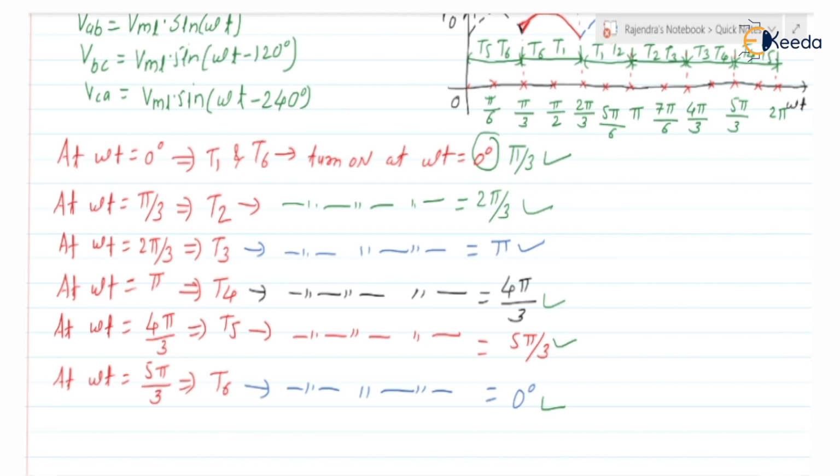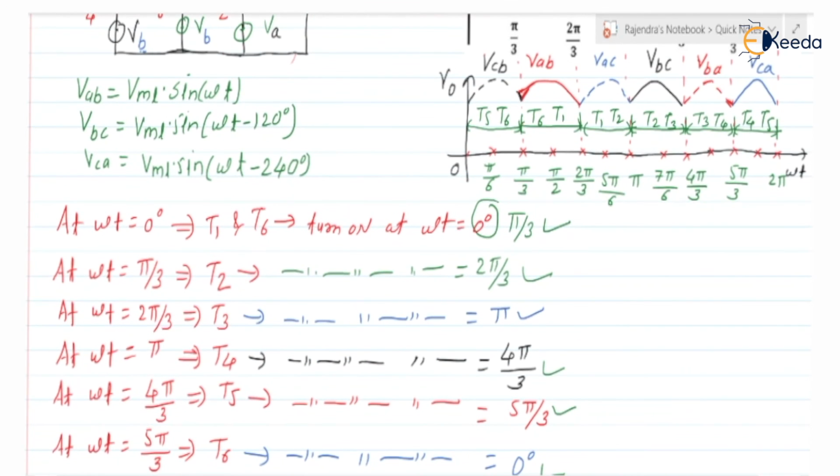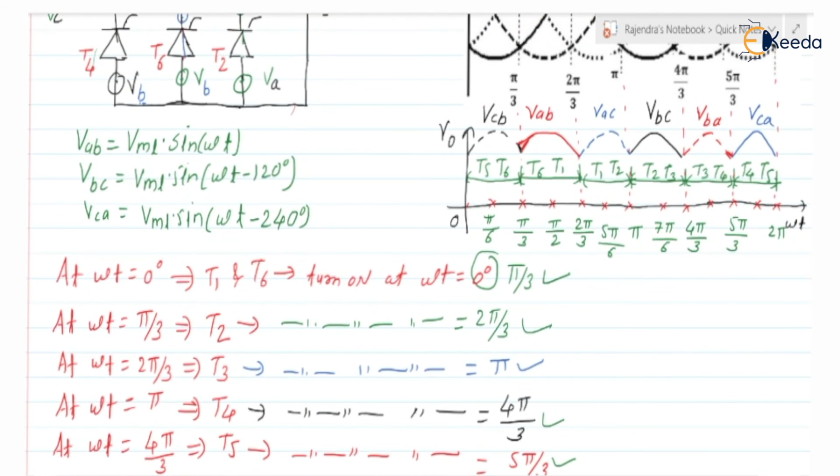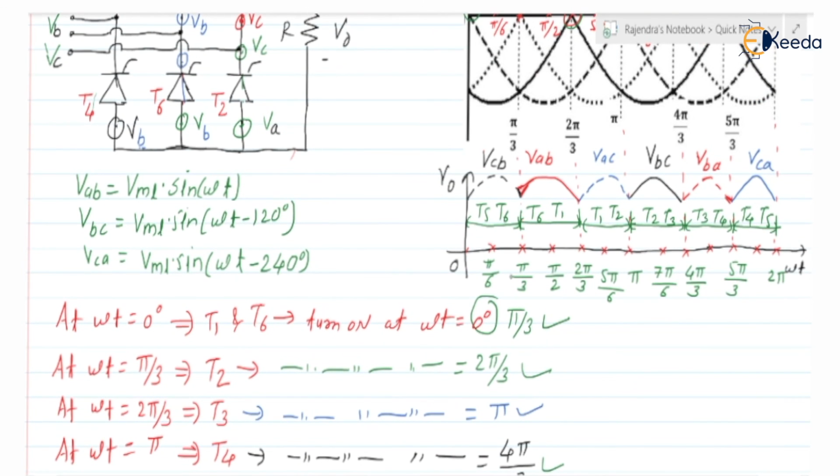So here, thyristor T1 will turn on at omega t equal to pi by 3. So can we say that this is nothing but alpha equal to 0? This instant is nothing but alpha equal to 0 for thyristor T1. I am writing it directly as 0 T1. This is the alpha equal to 0 for thyristor T1.